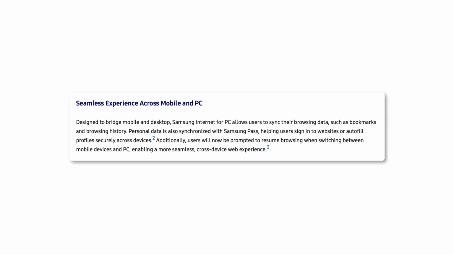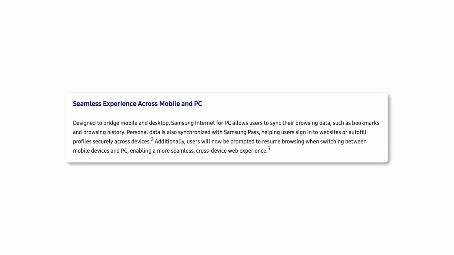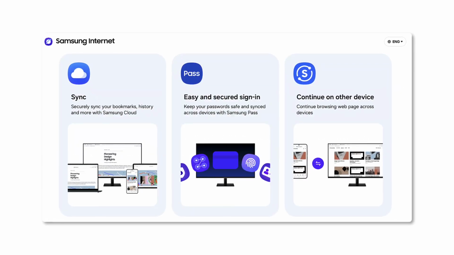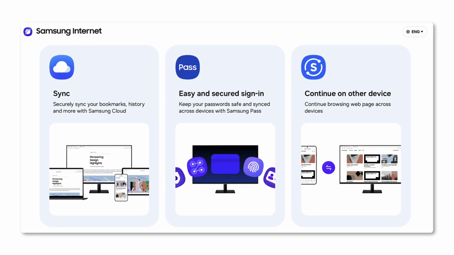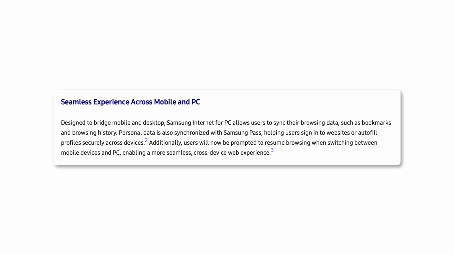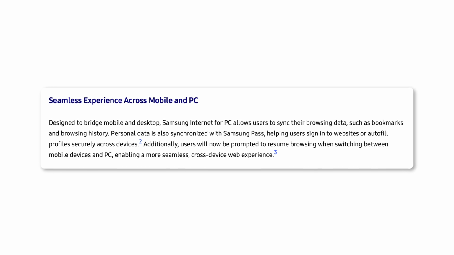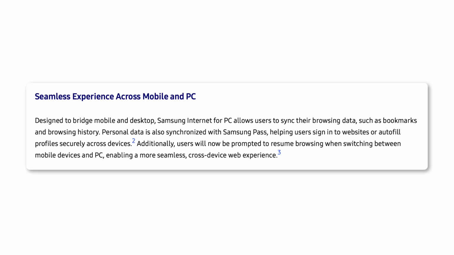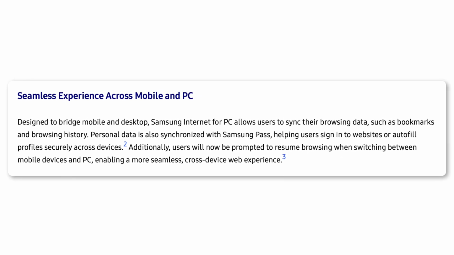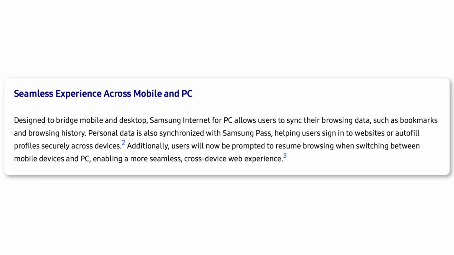According to Samsung, this new version is designed to bridge mobile and desktop, enabling users to sync their bookmarks, browsing history, and personal data. Everything is securely connected through Samsung Pass, which means you can now auto-fill forms or sign into the website across devices with just one tap. Another neat feature, you will get the option to resume browsing where you left off when switching between your Galaxy phone and PC. It's a continuation of that cross-device experience Samsung has been perfecting for years.